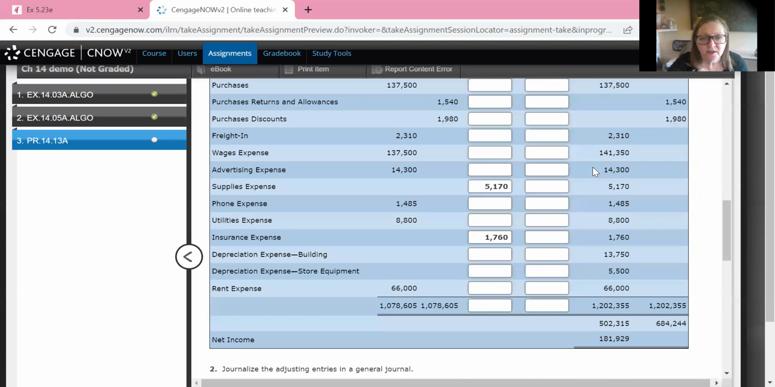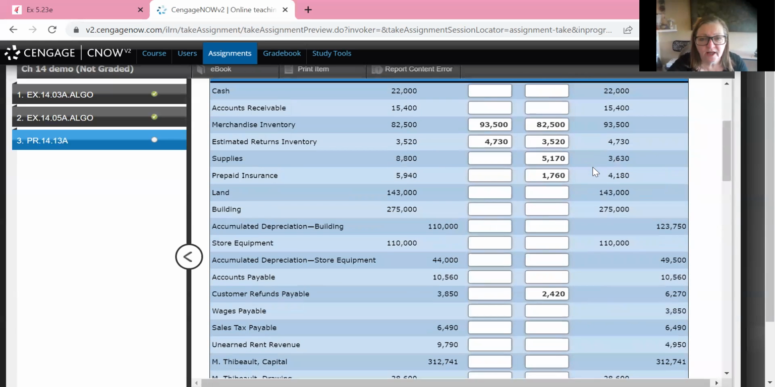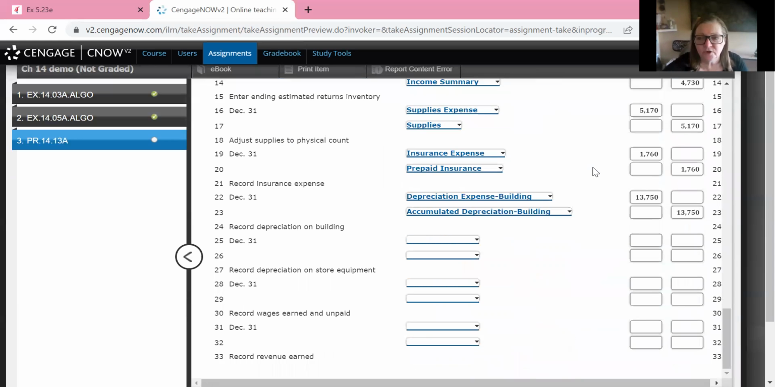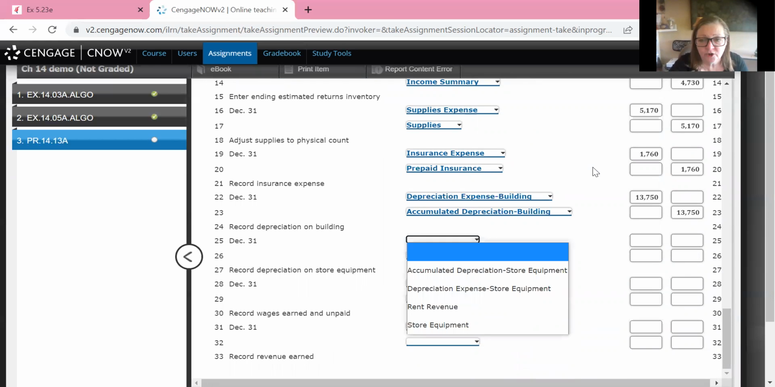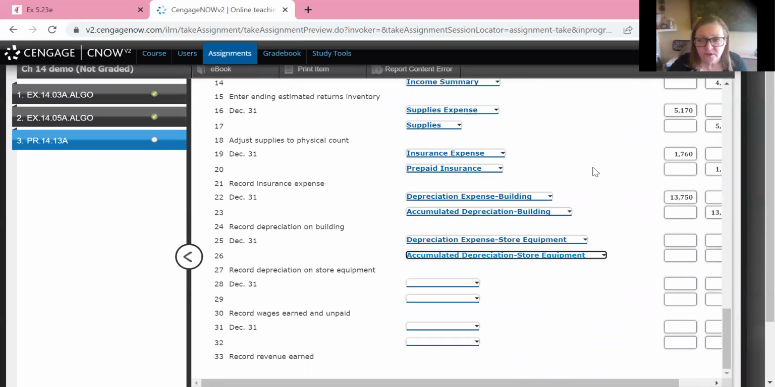So debiting depreciation expense, this was the building, $13,750. Crediting accumulated depreciation, which is a contra asset, $13,750. That takes care of that entry. Now the next one is the equipment depreciation, debiting depreciation expense on the equipment, crediting accumulated depreciation on the equipment.